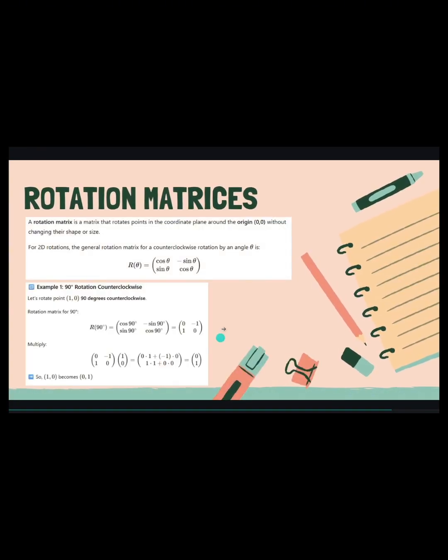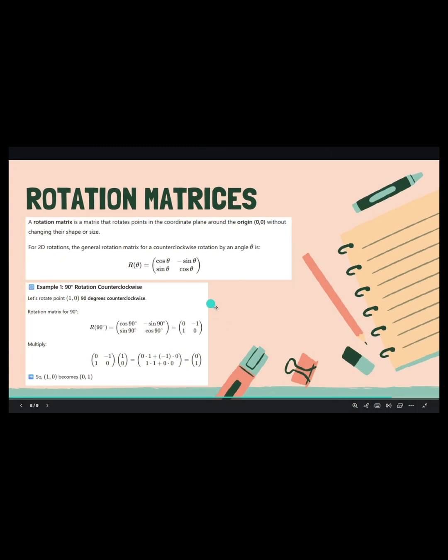Last but not least, rotation matrices. A rotation matrix is a matrix that rotates points in the coordinate plane around the origin (0, 0) without changing their shape or size. For 2D rotations, the general rotation matrix for a counterclockwise rotation by an angle theta is, as you can see here, cos theta, negative sin theta, sin theta, cos theta. This is the equation.